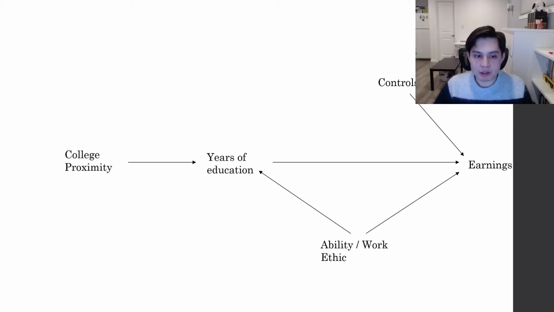So this is a graph of what the instrumental variable would do. As you can see, college proximity points to years of education, and the only way it's connected through to earnings is through years of education. So what this instrument is doing is we're using the variation explained by college proximity to get an estimate of years of education, and using that we can find the effect of years of education on earnings.